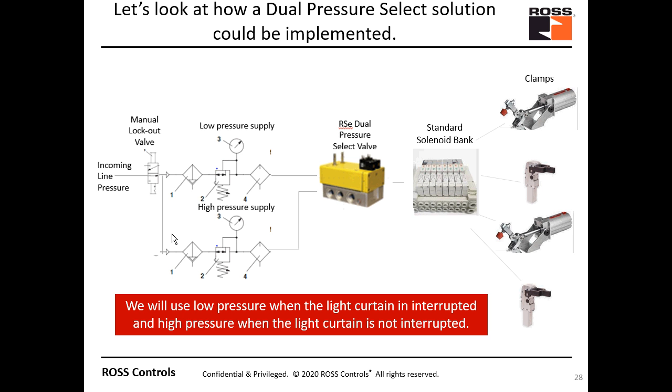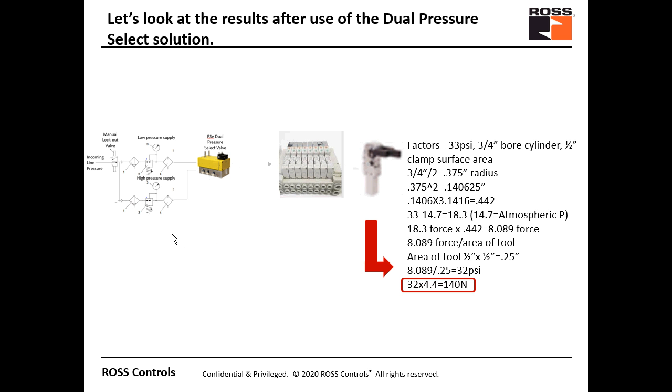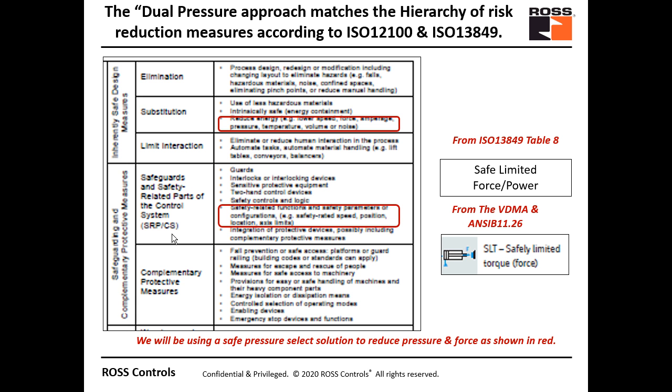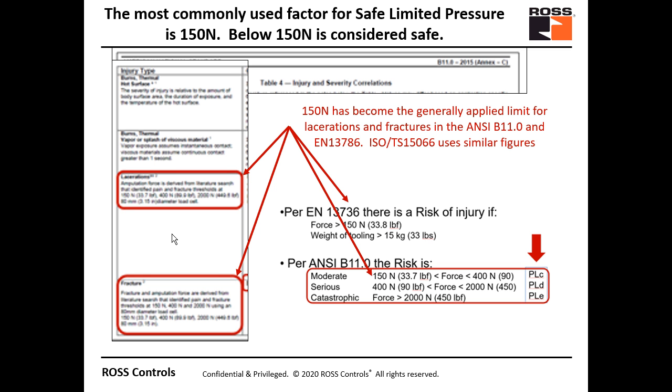So with this particular customer, we looked at what if we were able to go at a lower pressure, maybe like 33 psi, with that same 3/4 inch bore cylinder with a 1/2 inch square clamp surface. It reduced us to 140 newtons. And if you remember me showing you the other day, that 150 newtons has become the generally applied limit that is used for what they call safe limited pressure. And so doing this calculation, we're proving we're getting there.